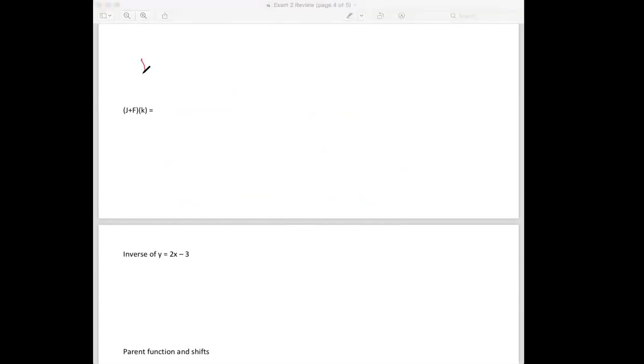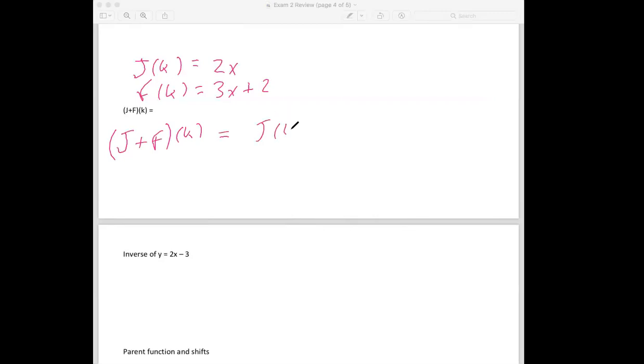Okay, let's say that we have j of x equals 2x minus 3. Let's just say 2x. And f of x equals 3x plus 2. We want to know what j plus f of x is, and that's just j of x plus f of x.